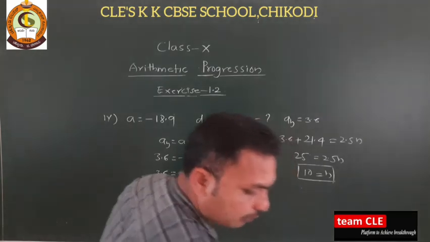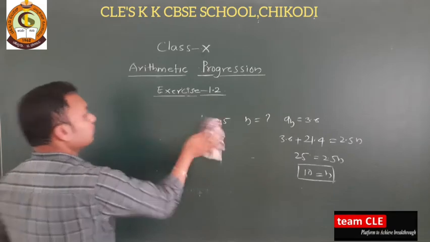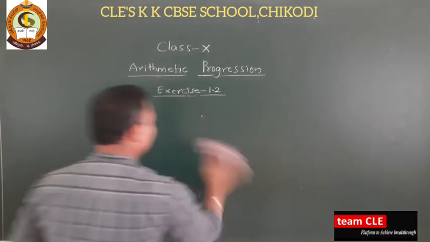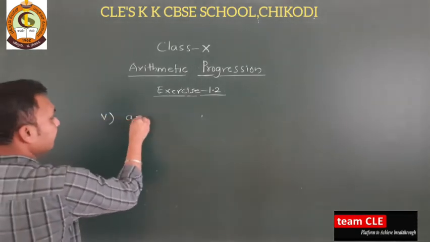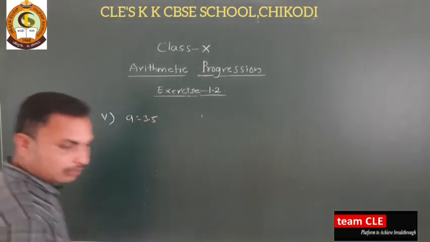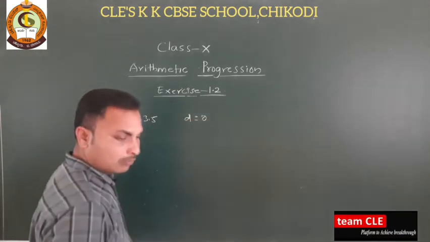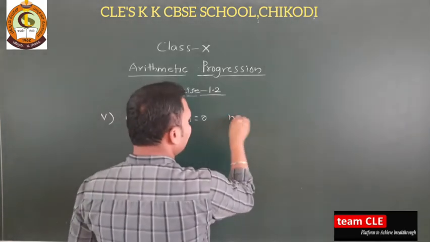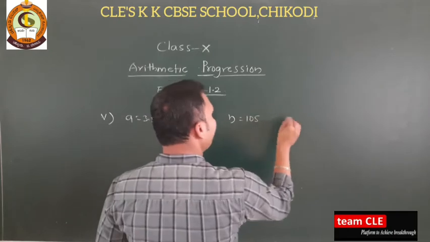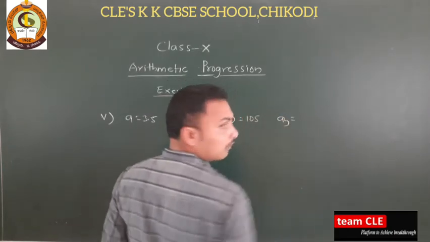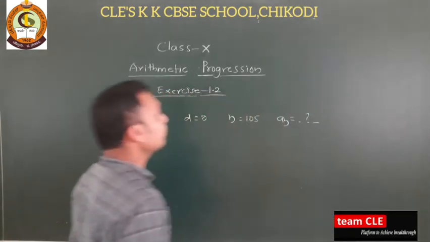The last one we have. So fifth one. So fifth one we have, this is a given 3.5. Next, d given 0, n given, how much is n given, 105 they are given, and an they are not given, we need to find. We need to find an.